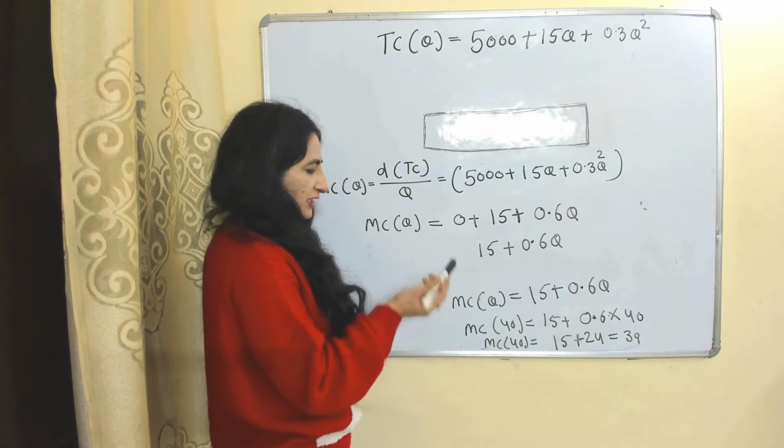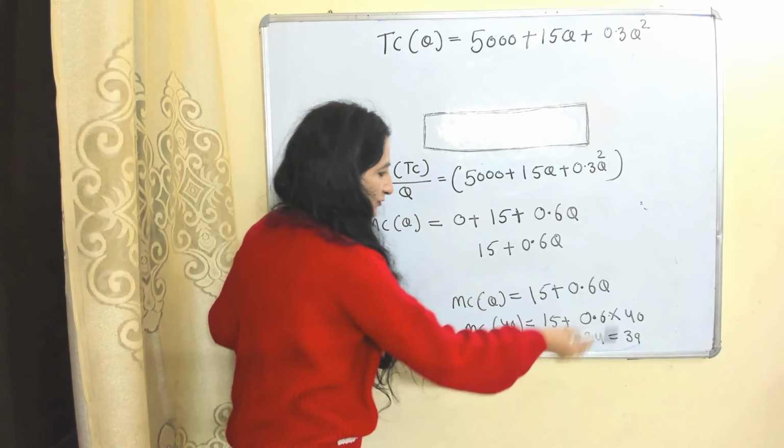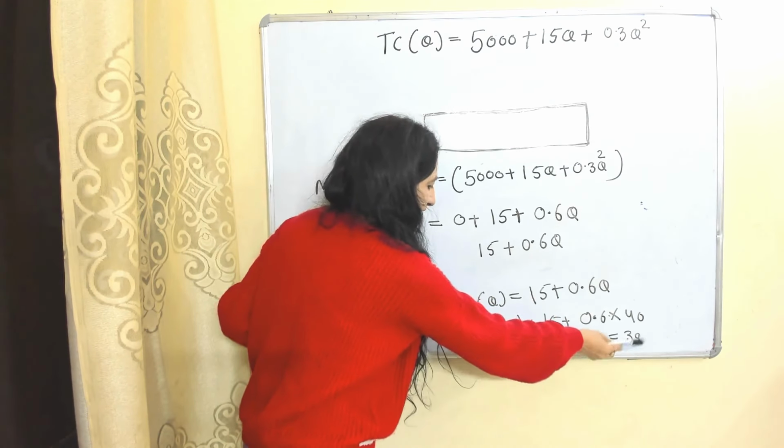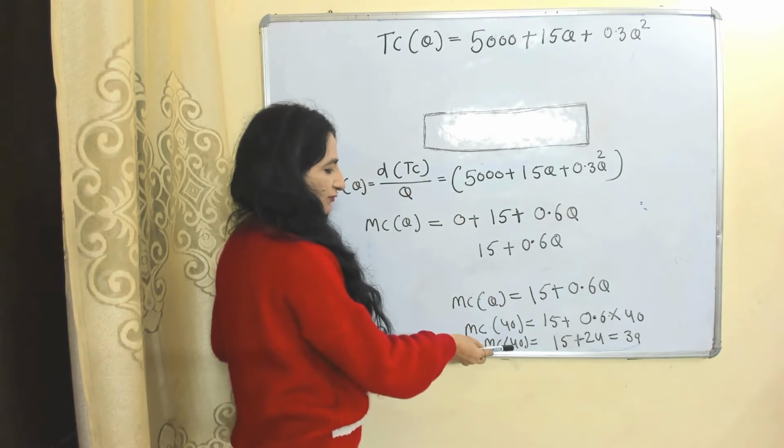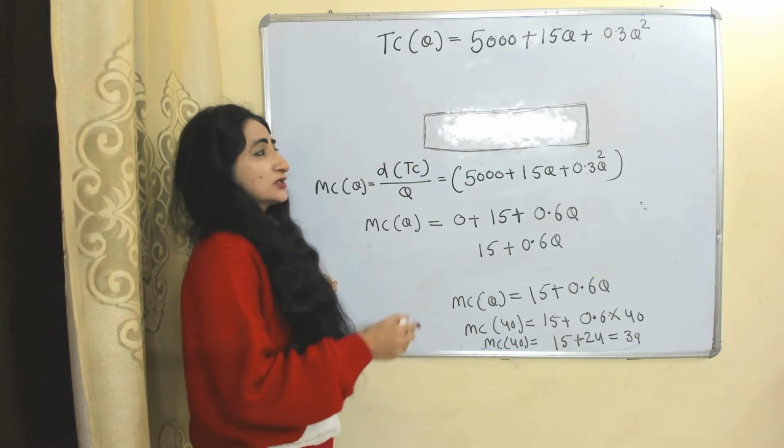The value of q is given. The value of q is equal to 40. So in place of q we will put 40. When we solve it, it becomes equal to 39. So marginal cost at 40 quantities is equal to 39. So when we differentiate the total cost function with respect to quantities, it will become equal to marginal cost. Now we will see the next application of derivatives in economics.